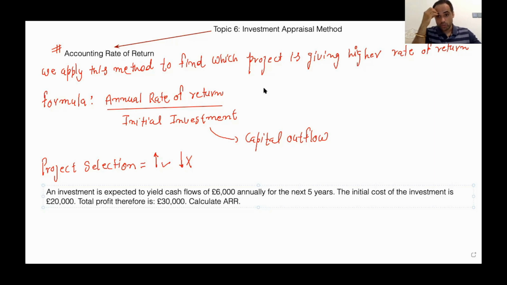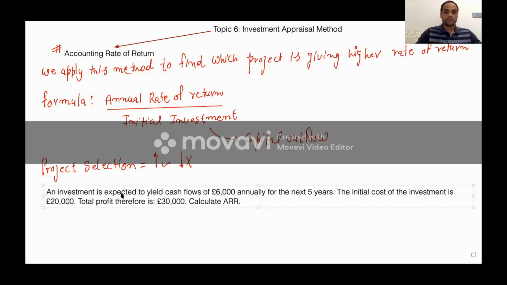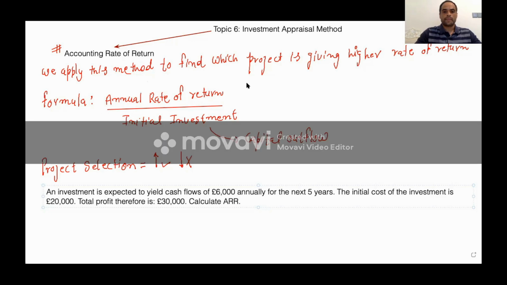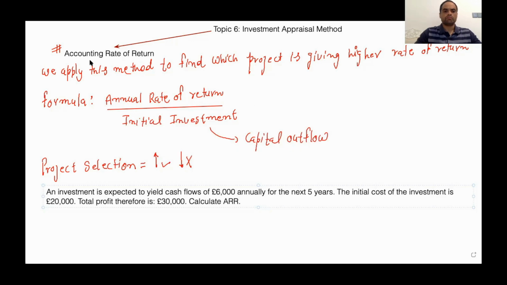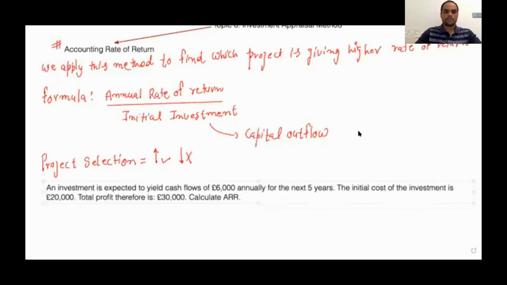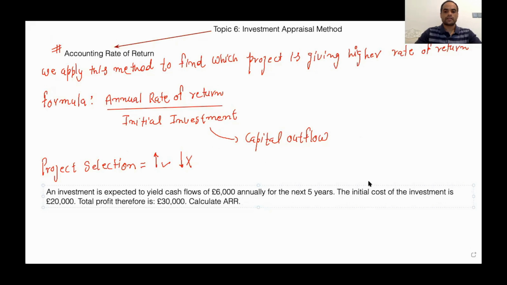What does it mean? How can you explain this 0.3 in simple language? How do you define this 0.3? Tell me. How do you define the 0.3? This is a percentage.